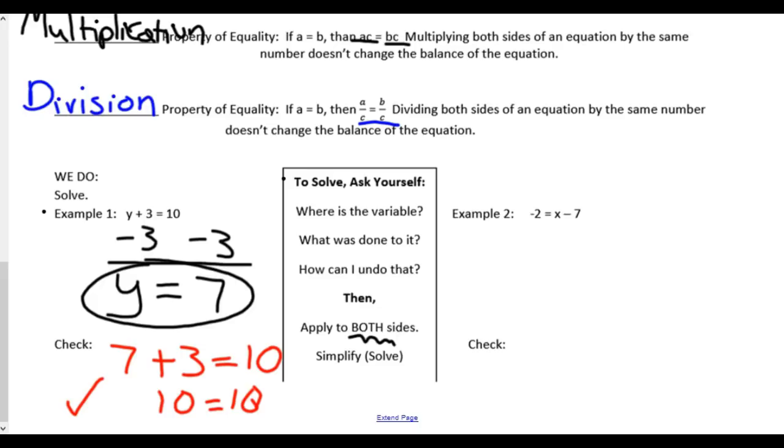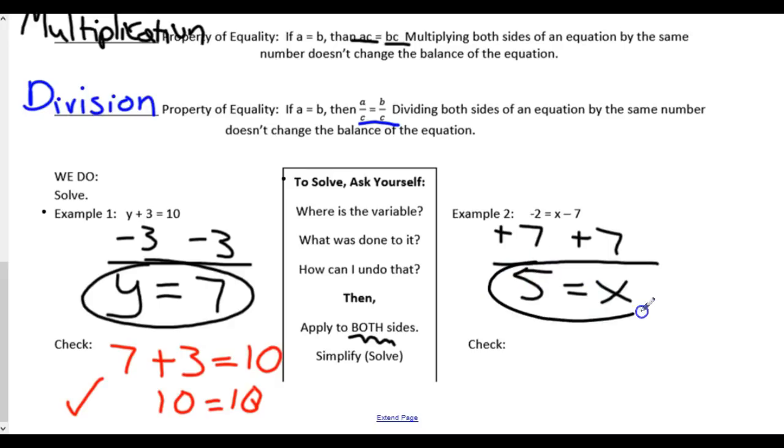Negative 2 equals x minus 7. So again, our variable is the x. What was done to it is the minus 7. I undo by adding 7, keeping the balance, adding it to both sides. X minus 7 plus 7, those go away, leaving us just with our variable. And negative 2 plus 7 is going to leave us with 5. So x equals 5 is our answer.